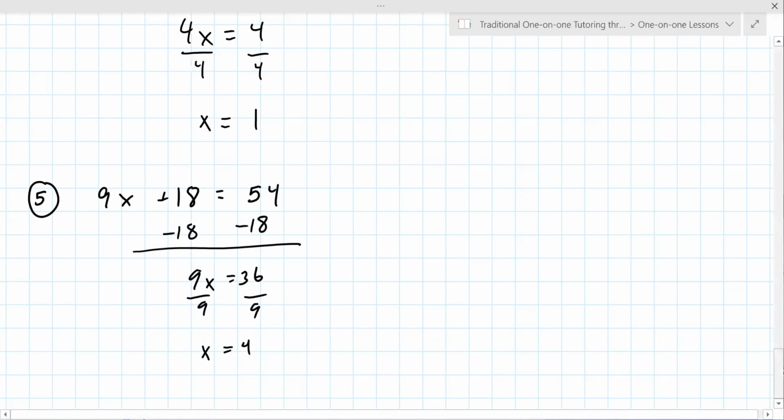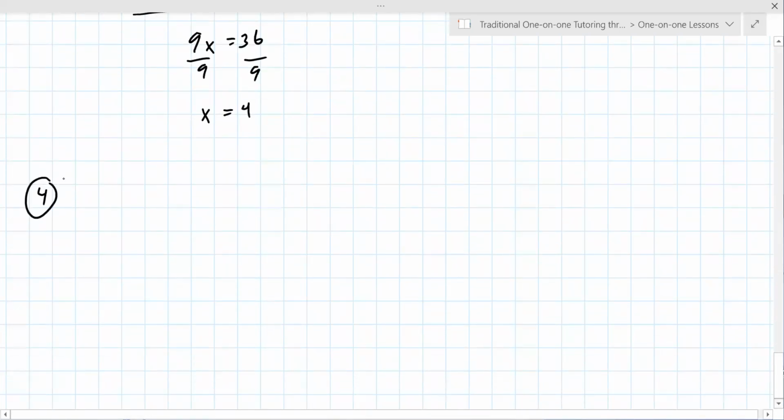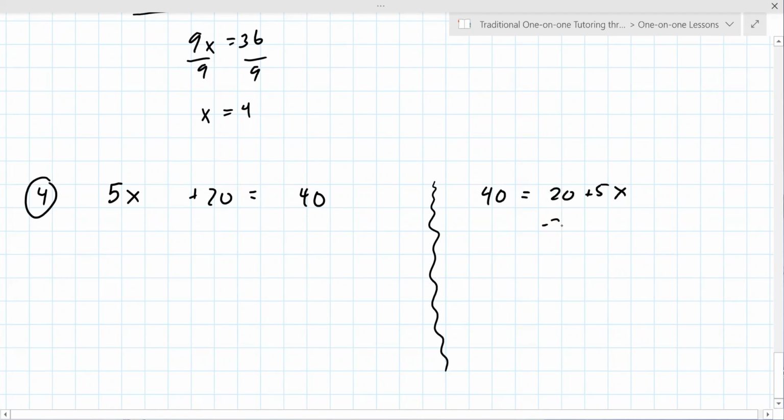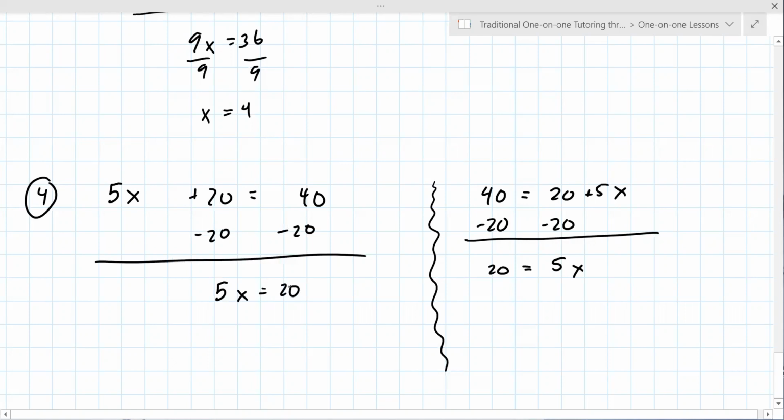Okay, cool. Now we're going to look at number 4, but I'm going to scramble it, okay? And notice the first thing you do here is you subtract 20 from both sides. Do you agree with that? Yeah. Okay, so let's say I scramble it. 4 equals 20 plus 5x. You should still subtract 20 from both sides. So 20 equals 5x. Now what are you going to do? Then you just divide 20 by 5, which is 4.